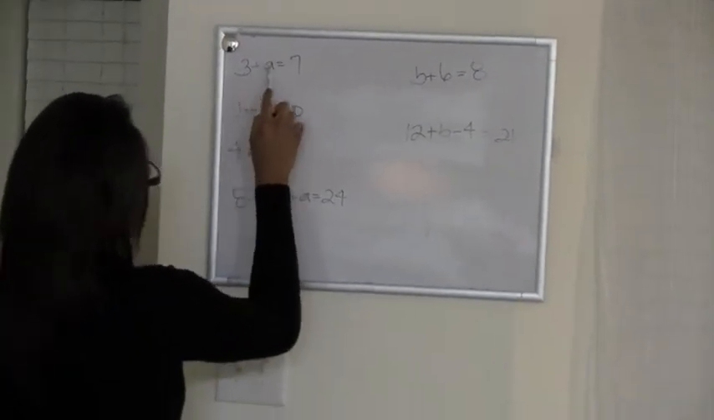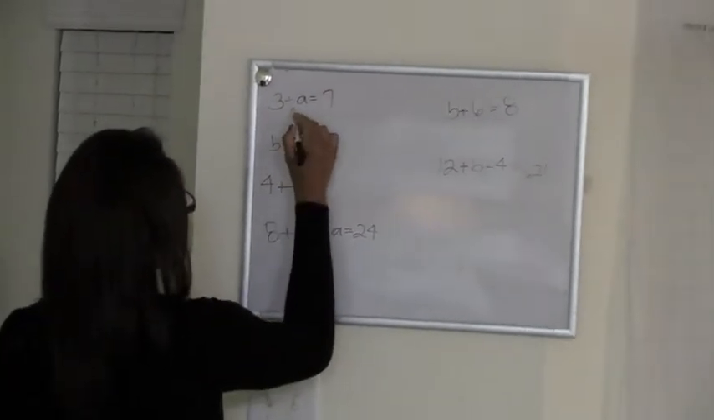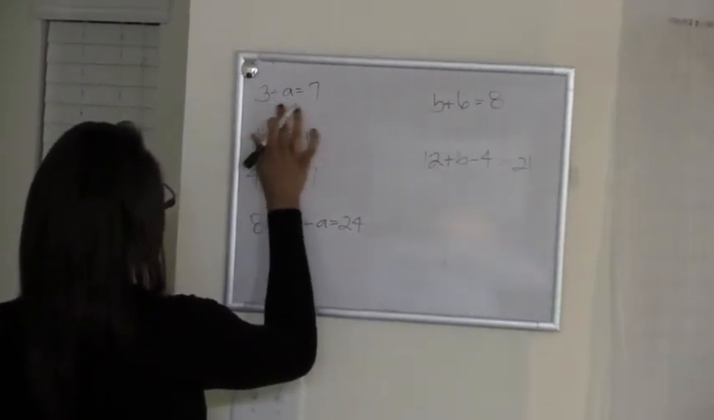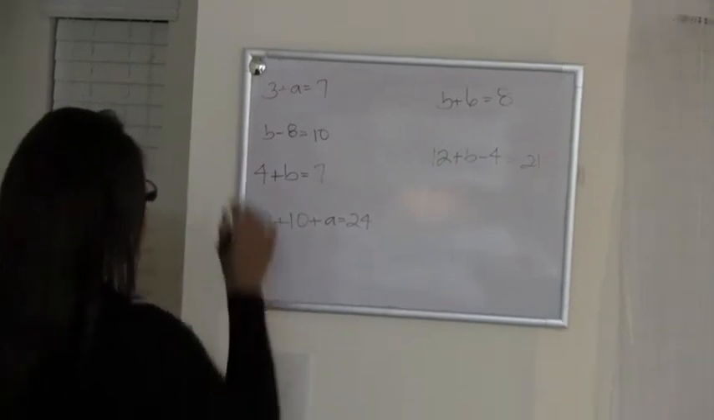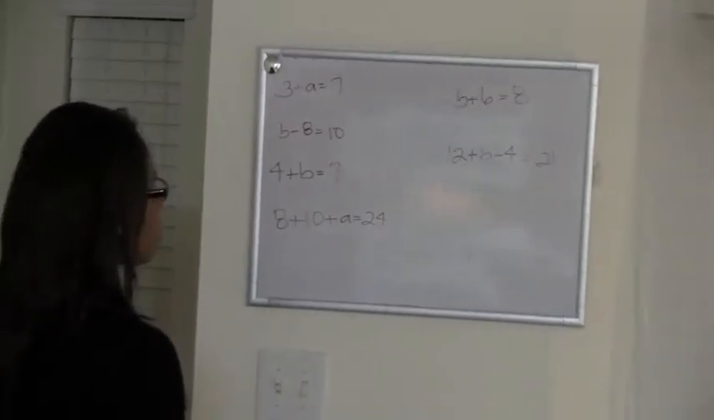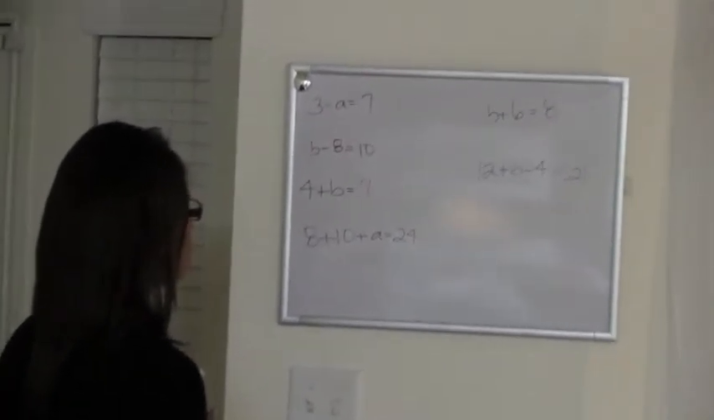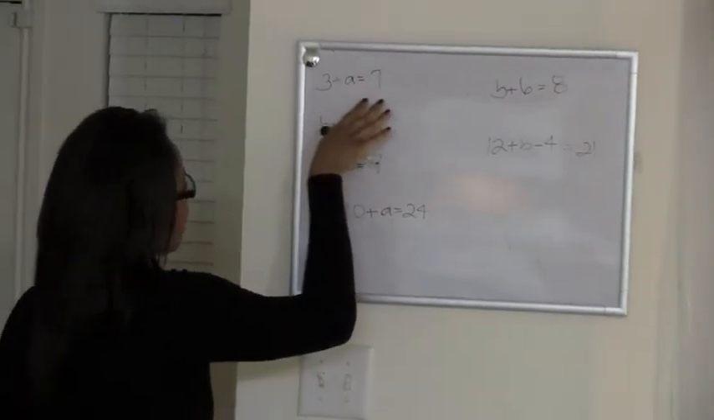So, for 3 plus a equals 7, you're going to have a, well, we need to, since 3, okay, hold on, how can I say this? Don't pause it.